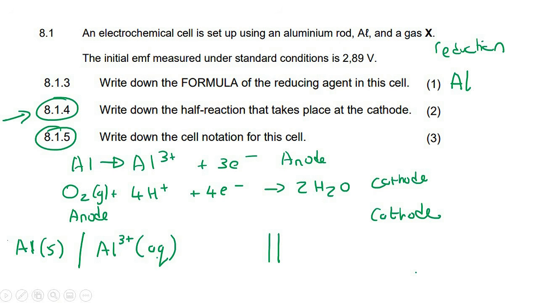Now, some learners are under the impression that over here, you have to say 1 mole per decimeter cubed. You don't have to. In fact, you don't even lose marks if you leave out the aq part. You don't even have to put that in if you don't want to. You don't lose marks, okay?